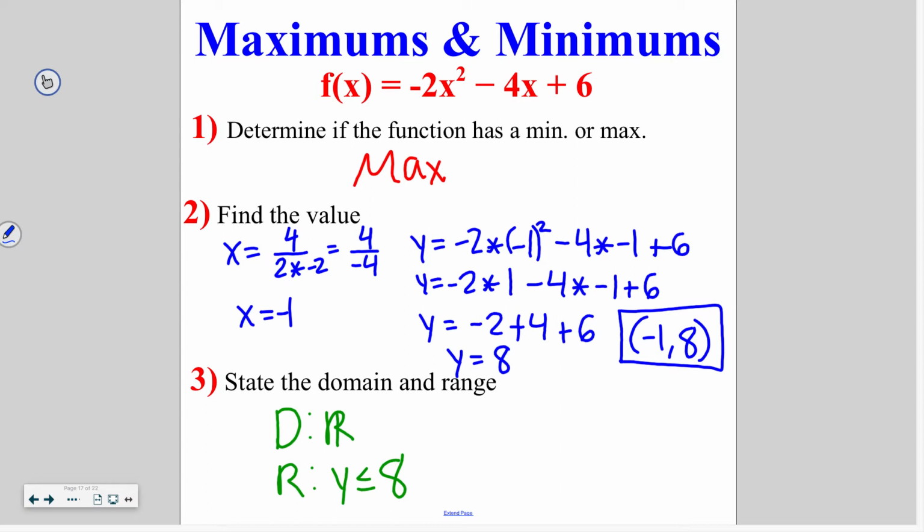Because the a value is negative, we have a maximum. Solving for x, we end up with negative 1. Plugging that back in, we end up with an answer of 8 for y, so our maximum is at negative 1, 8. Again, our domain is all real numbers, and since we have a maximum, our y's are less than or equal to 8.